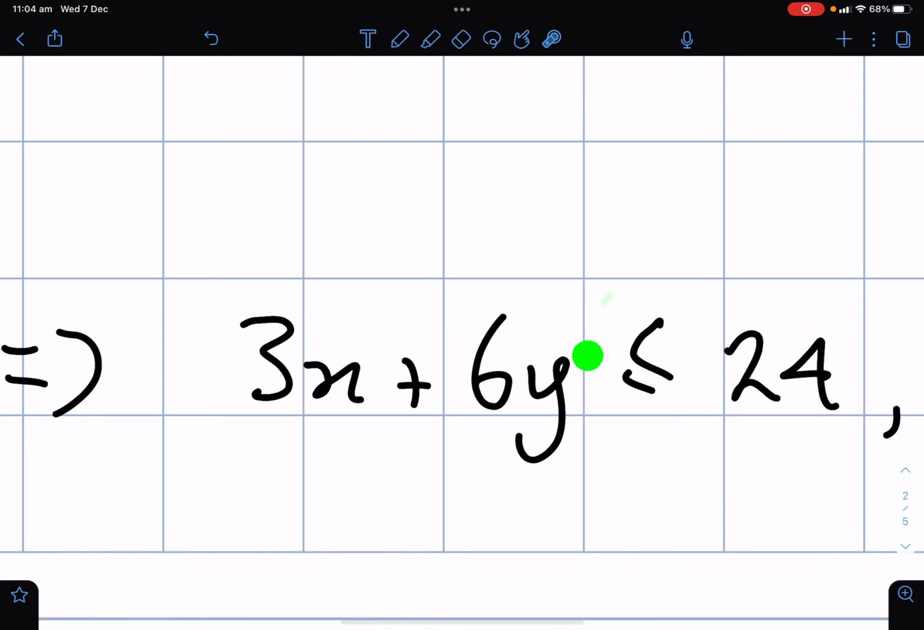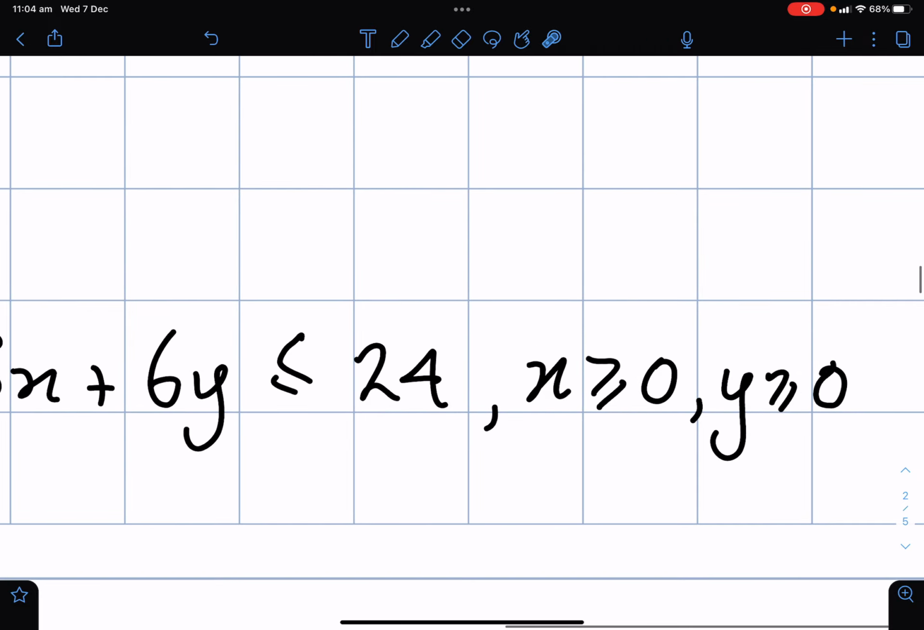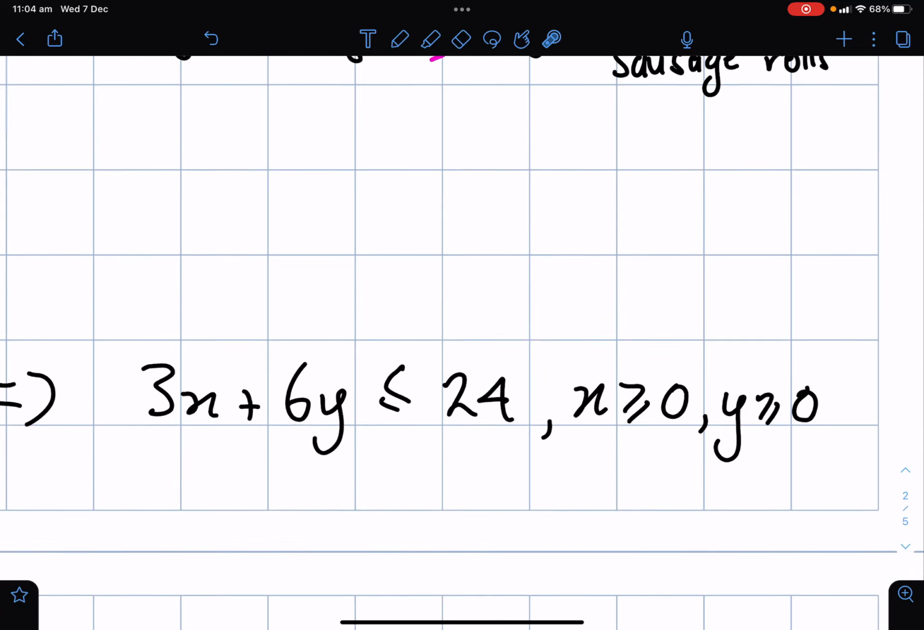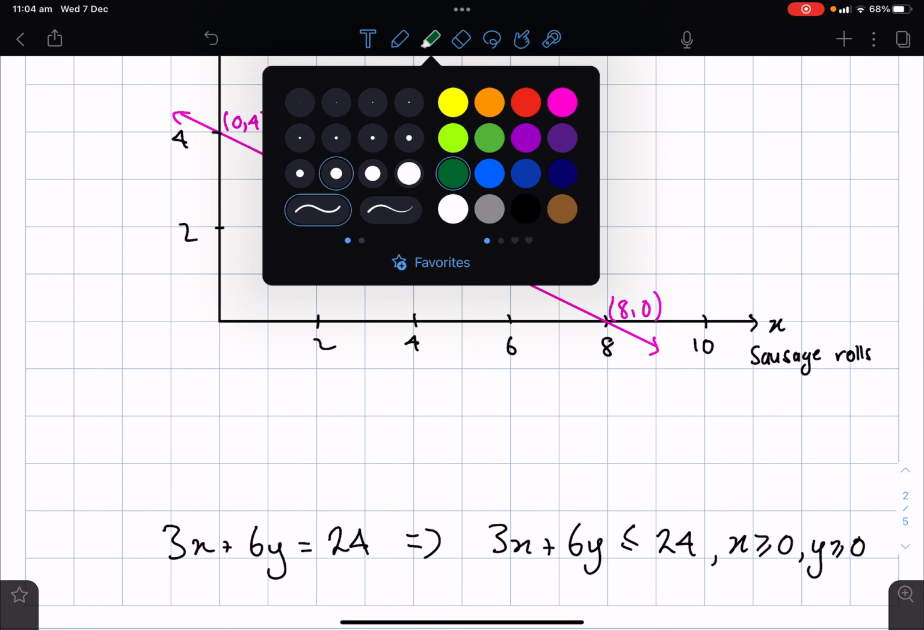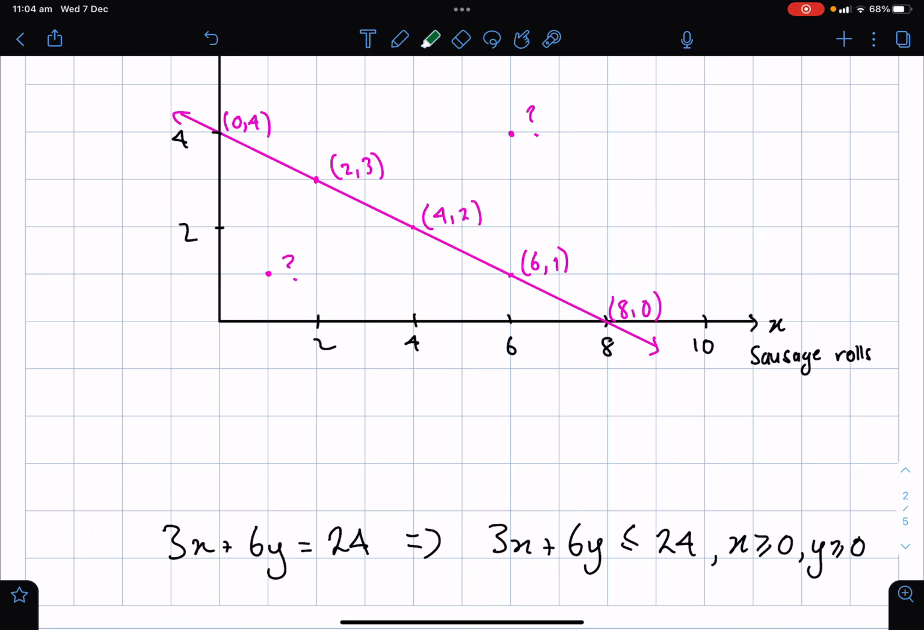That's where we have our less than or equal to sign. But you've also got to remember, we can't have a negative amount of sausage rolls or a negative amount of trays of chips. So they have to be above or equal to 0 as well. Okay, so our feasible region is the area above the x and the y axis, but below my line that I've drawn. So my feasible region, all my feasible solutions are in this shaded region here. All of the solutions in there or on the lines are feasible solutions.